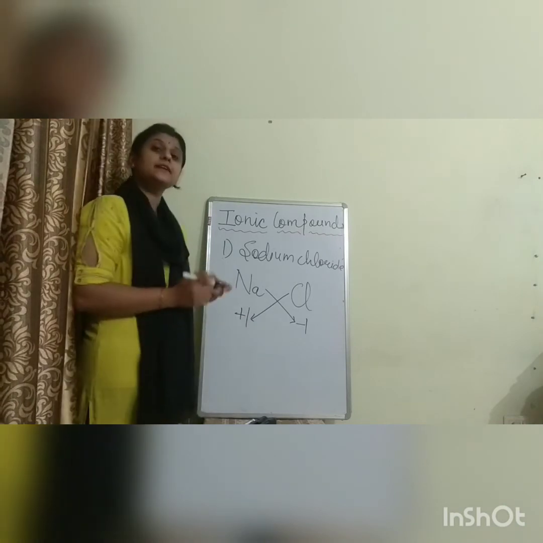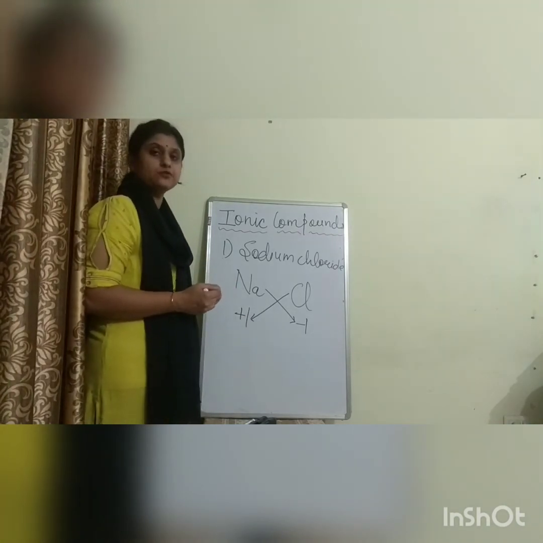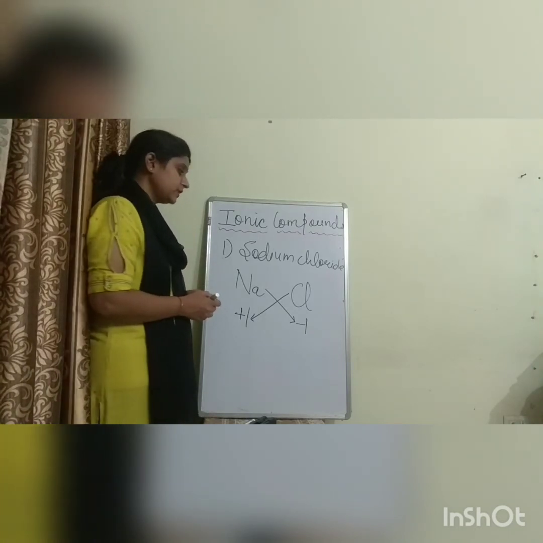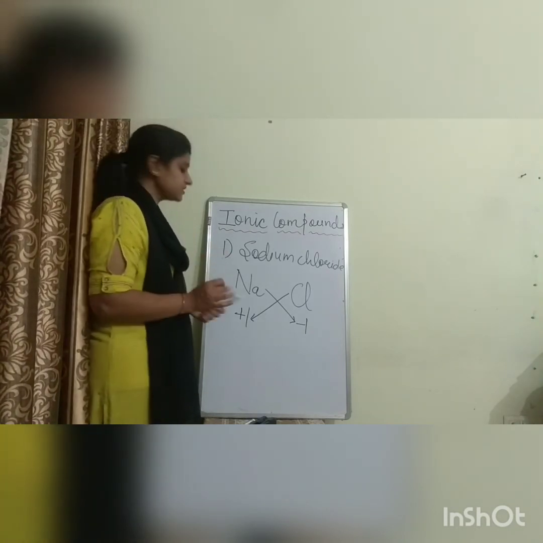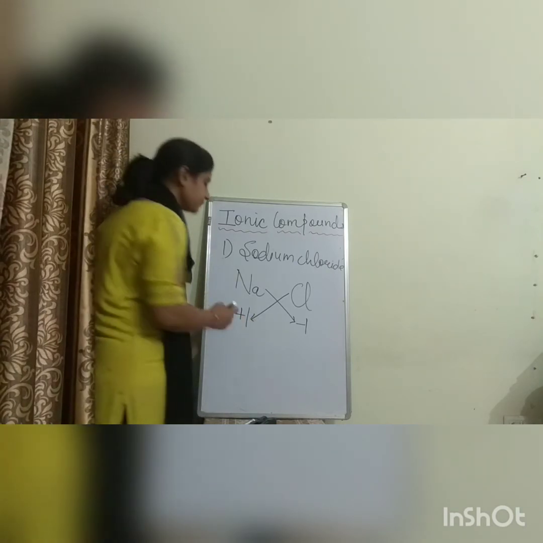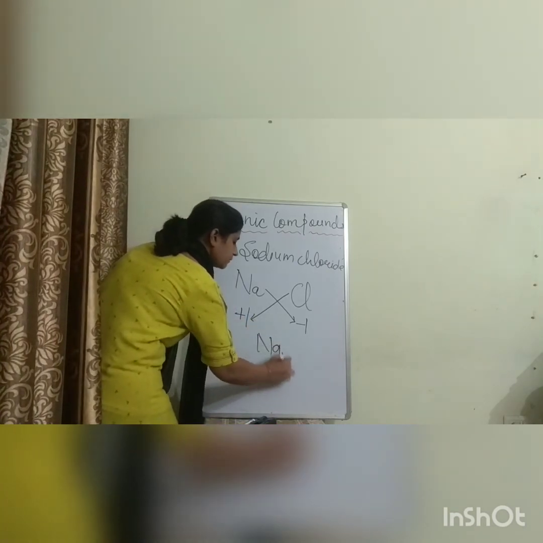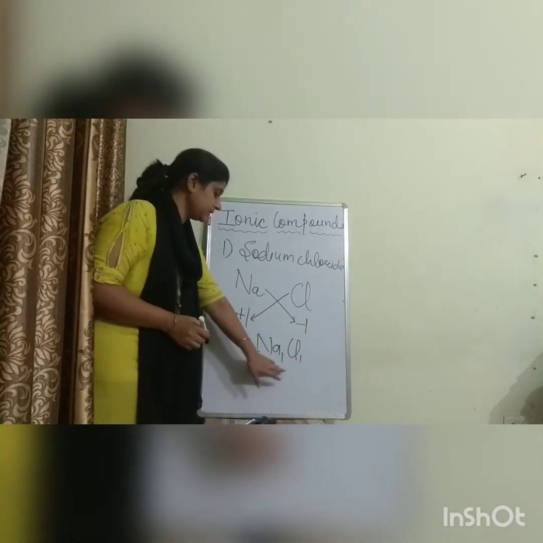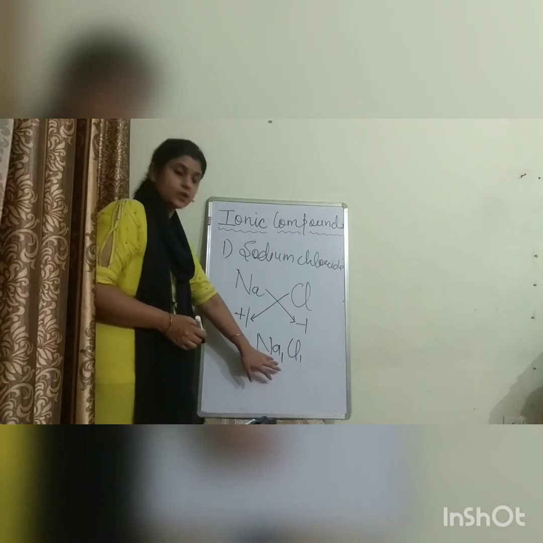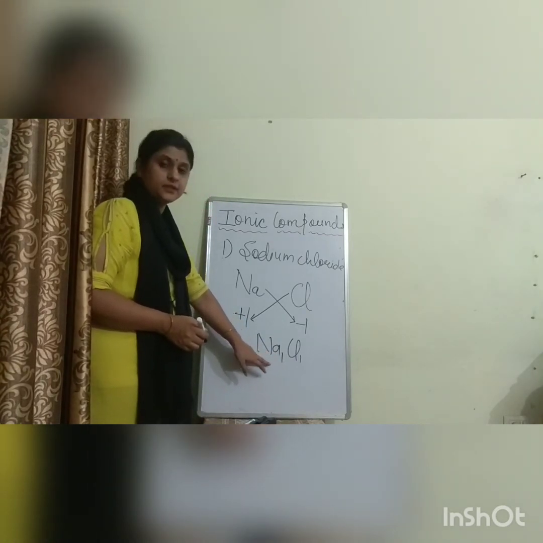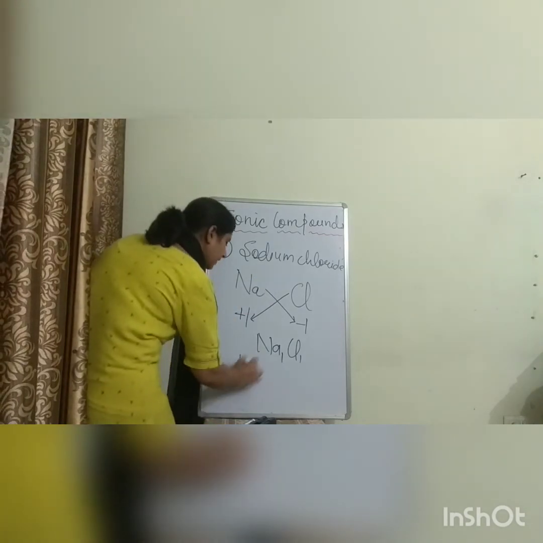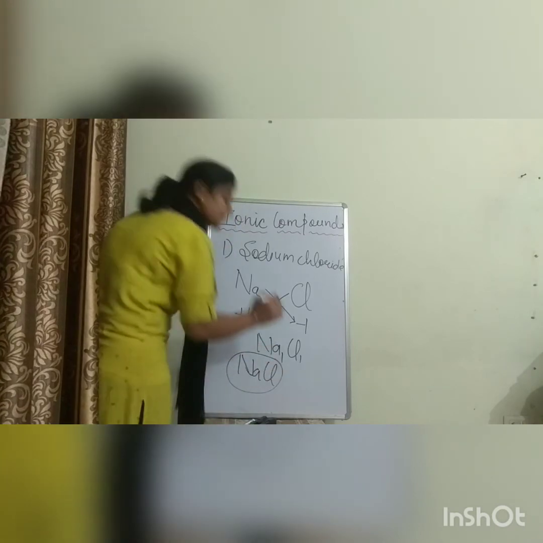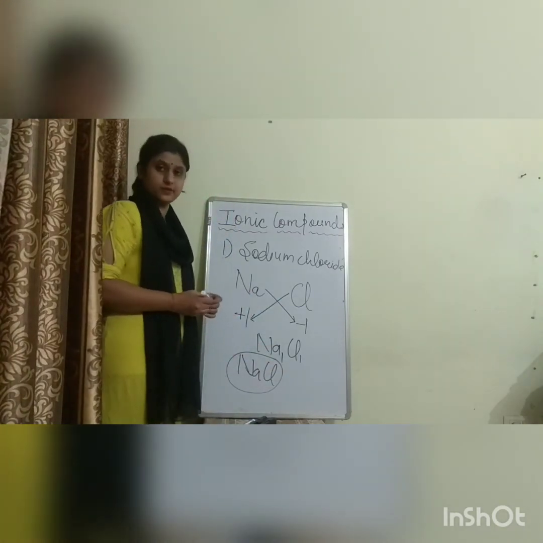But when we write the final formula of an ionic compound, we do not use the signs. While writing the formula of sodium chloride, we will not use the positive and negative signs, and simply we write Na1 and Cl1. As both elements have valency 1, there is no need to show 1. Or simply you can write the formula, that is NaCl. NaCl is the formula of sodium chloride.